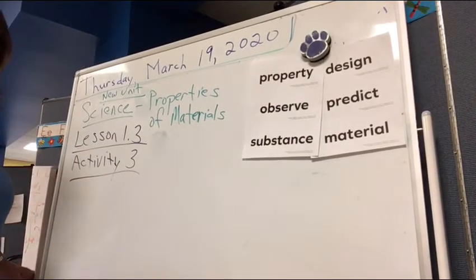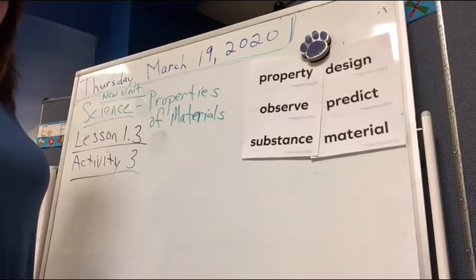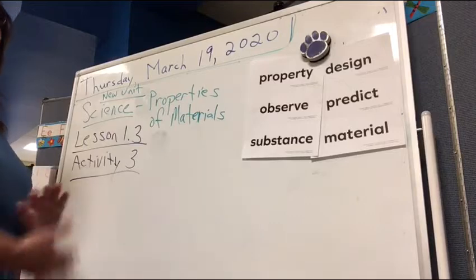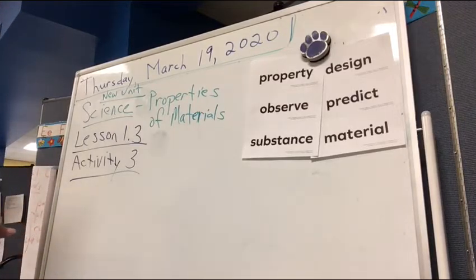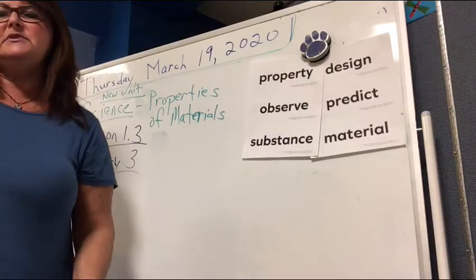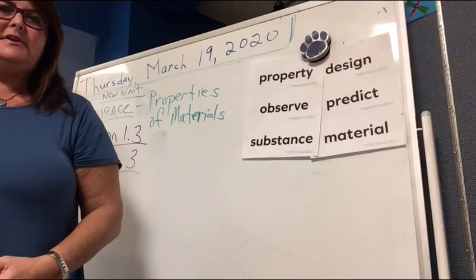We are going to do science, first and second grade science. We're on a new unit. We're done with plants and animals. We are on to properties of materials. Materials have different properties. We're going to look at glue. We're going to look at dry substances and wet substances that have different properties.